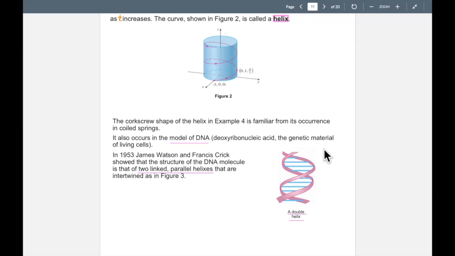In 1953, James Watson and Francis Crick showed that the structure of the DNA is that of two linked parallel helixes that are intertwined as a single group.